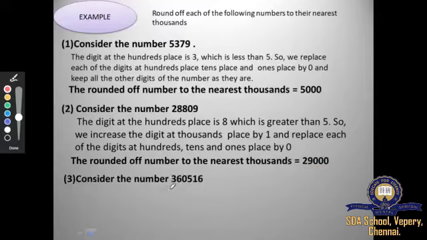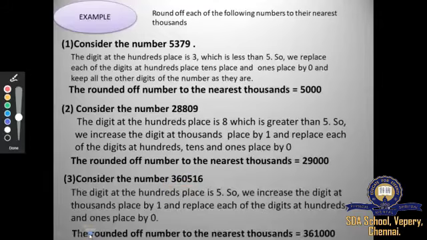Consider this number 3,60,516. The digit at the hundreds place is 5. So we increase the digit at the thousands place by 1 and replace each of the digits at hundreds, tens and ones place by 0. So the rounded off number to the nearest thousands is equal to 3,61,000.